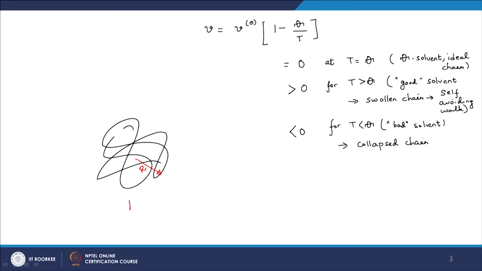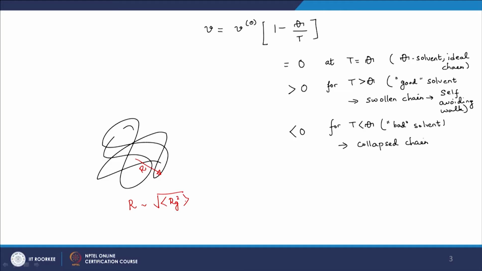You can think of this r being the square root of the mean squared average of radius of gyration. You can also think in terms of end-to-end distance. Frankly, the way the theory is being built does not really go into details about what exactly the size is and how it is defined. It characterizes, I would say, a characteristic size of the chain and how it is changing with solvent.